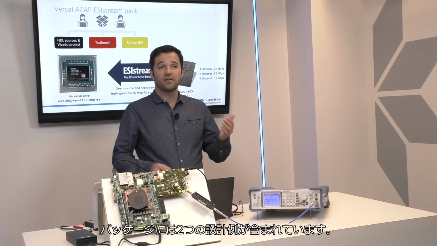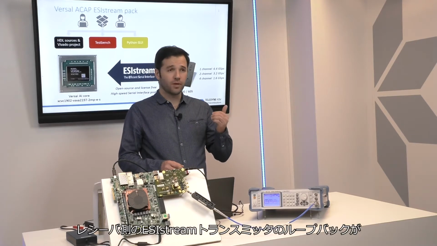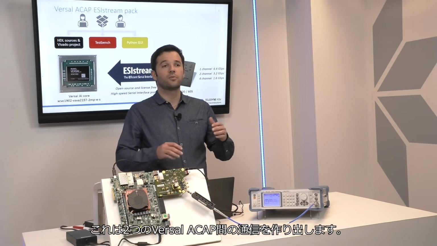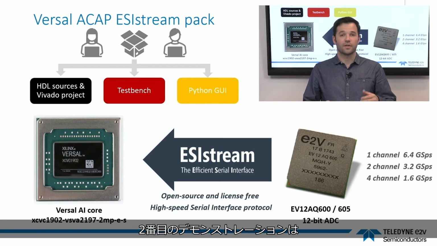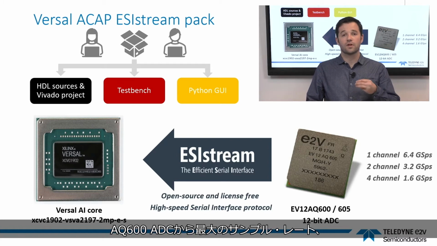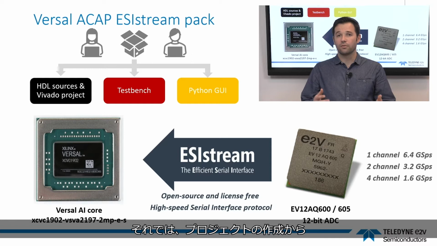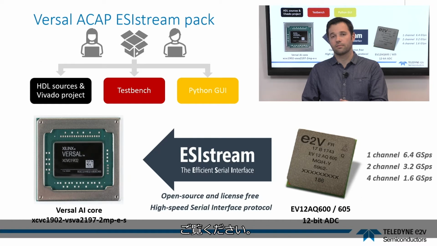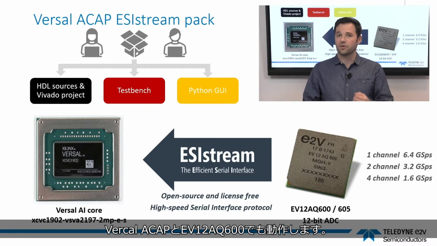The package contains two design examples. One loops back the ESIstream transmitter on the receiver, for instance to create a communication between two Versal. And the second, that I will demonstrate, starts receiving samples from the ADC. I will show you all the steps to follow from project generation to signal acquisition. Of course, this solution works with space versions of the components.